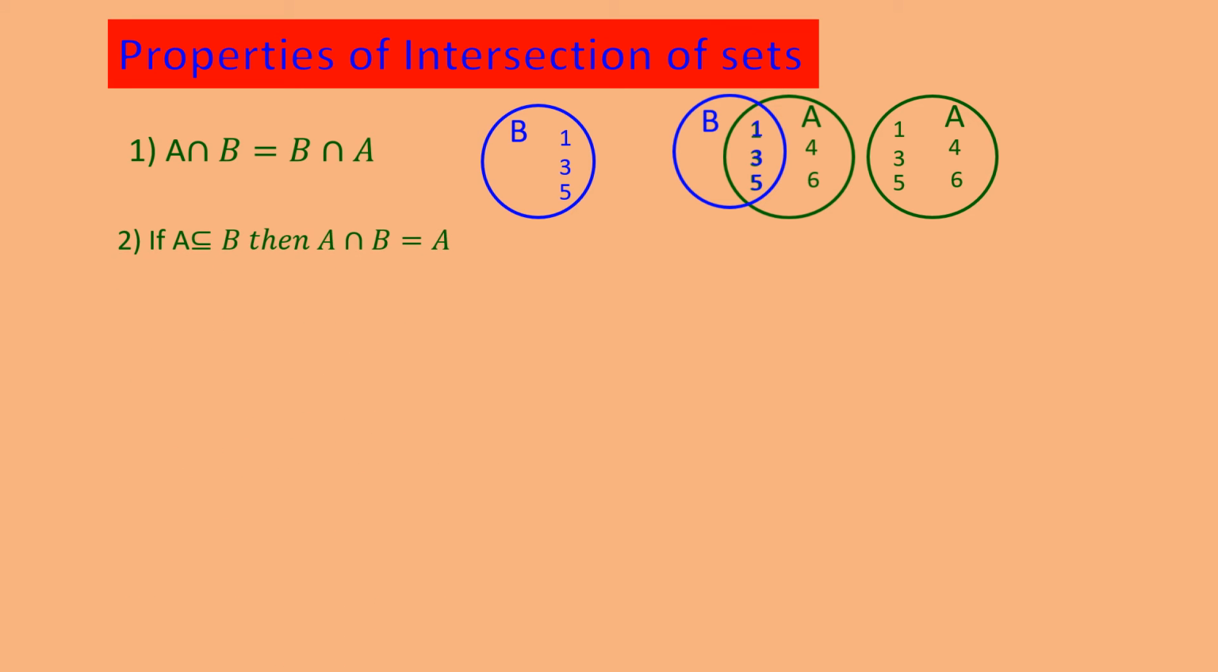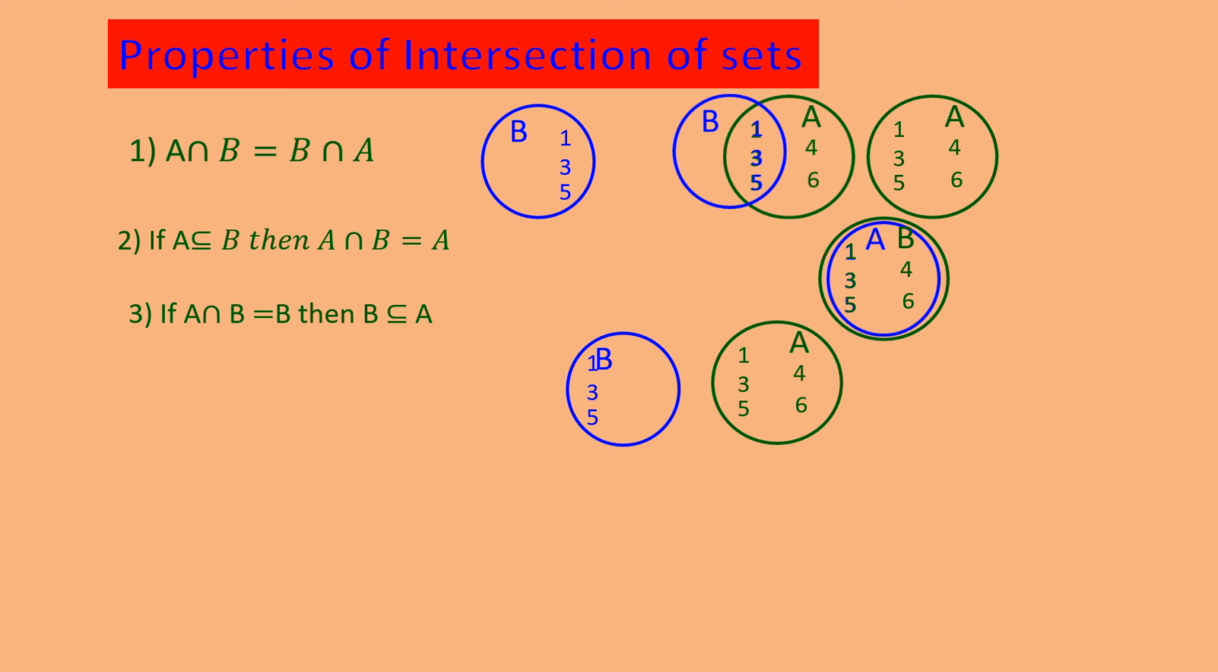Second property, if A is a subset of B, then A intersection B will be A. So that also we can see. Set A is a subset of B. As you see, all the elements of A are there in B, but B is not a subset of A because B has more elements which cannot be accommodated in A. So the intersection will become 1, 3, 5, and the set A will become a subset of B. Same way, if A intersection B equals B, then B is a subset of A.